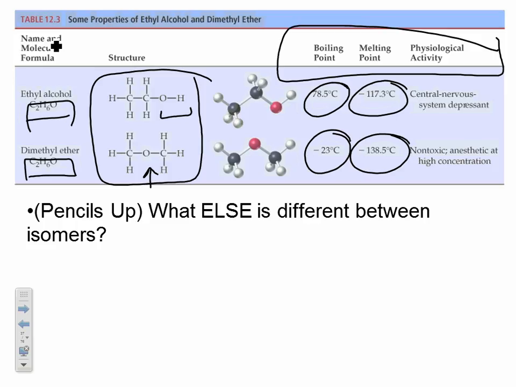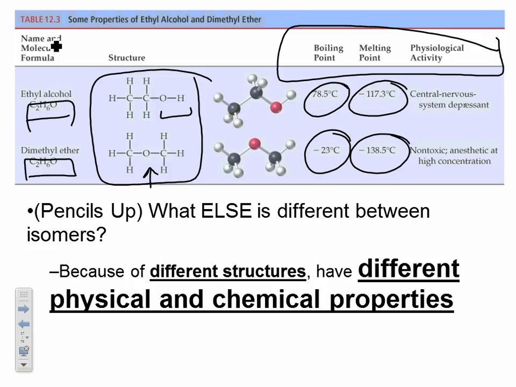Having different bonding leads to different physical and chemical properties. These 2 compounds, even though they each have 2 carbons, 6 hydrogens, and 1 oxygen, because they are bonded differently, they basically are totally different compounds from one another, and they behave completely differently. The first one, ethyl alcohol, that's ethanol. That's the alcohol that's in wine and beer and liquor.